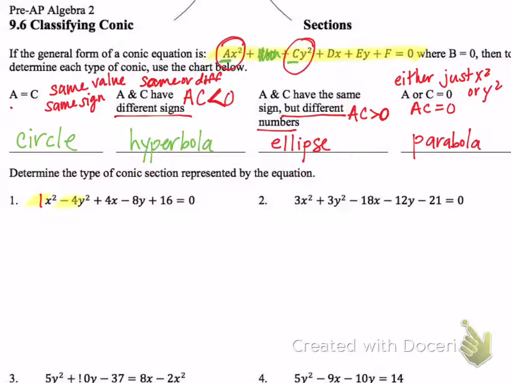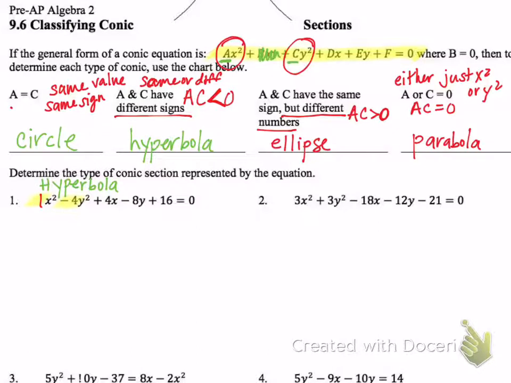So which one of the 4 categories would that fit in? Are they the same number? No, they're not the same number. Are they the same sign? No, so they're different number and a different sign, so that would make it a what? A hyperbola. Perfect. So I'm going to write hyperbola at the top.